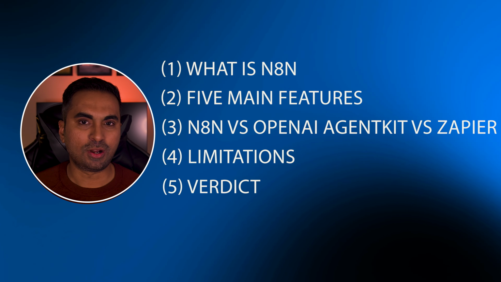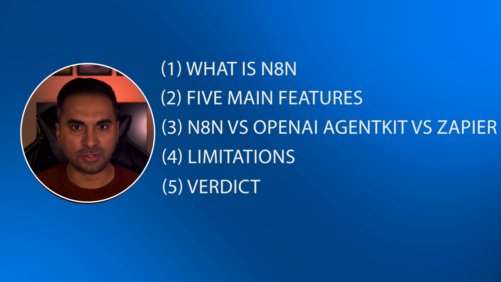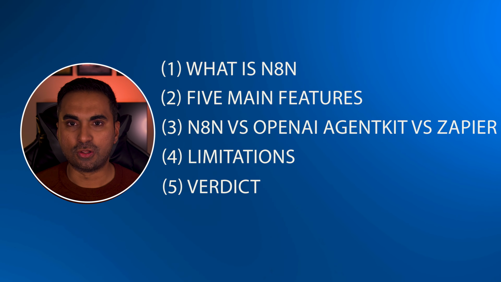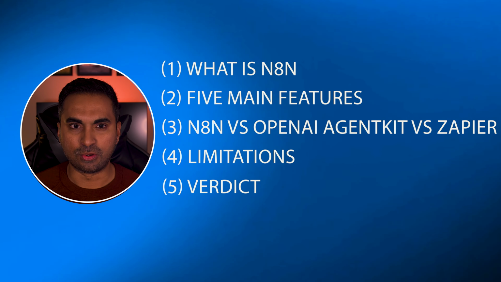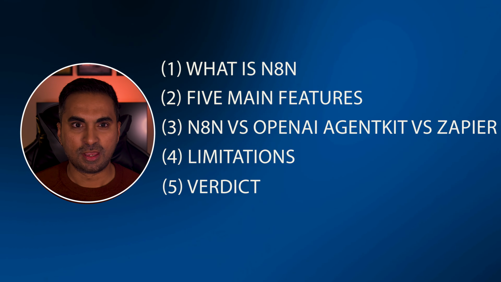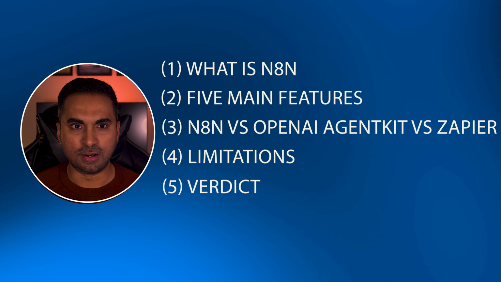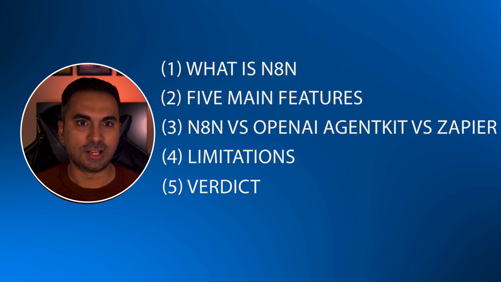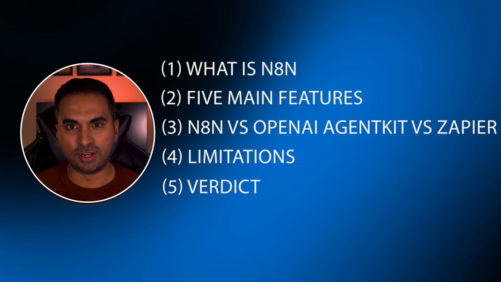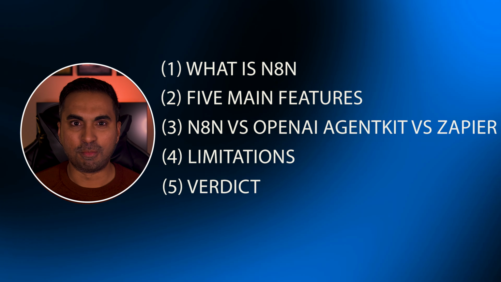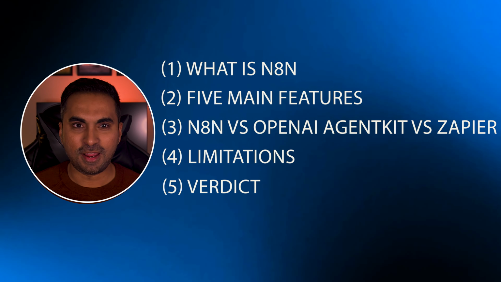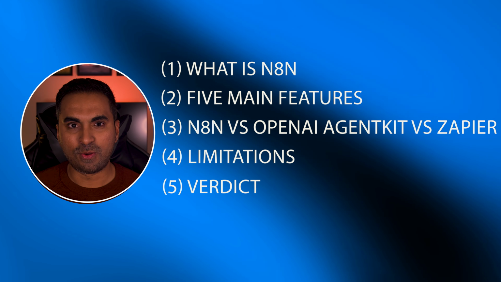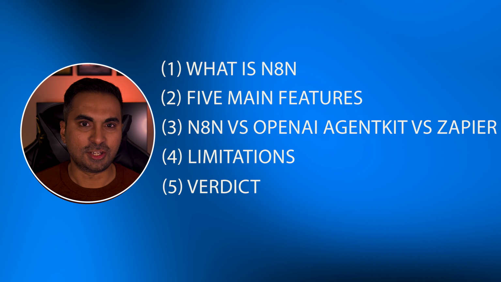Here's what we are covering today. First, I'll break down exactly what n8n is and why developers are obsessed with it. Then we'll dive into the 5 killer features that make it stand out. Next, the big showdown, n8n versus OpenAI's agent builder and Zapier agents. And of course, I'll give you the honest truth about its limitations. Finally, the verdict. Is it really the best framework for building complex agents? By the end of this video, you will know exactly whether n8n is the right choice for your next AI project. Let's get right to it.